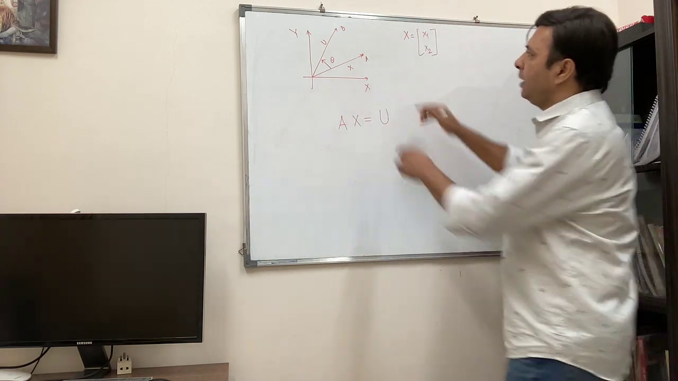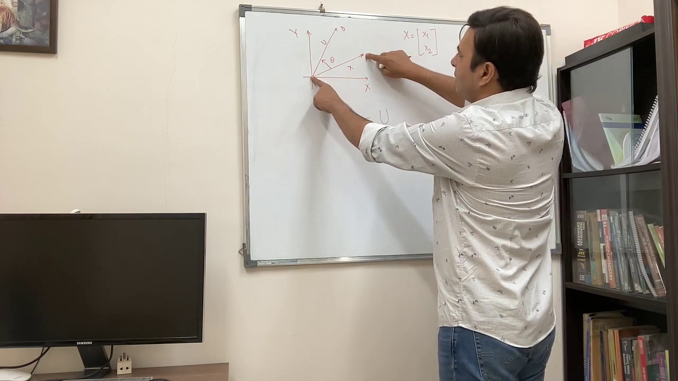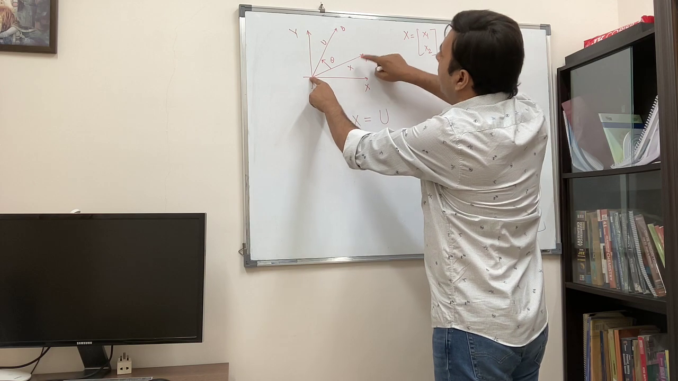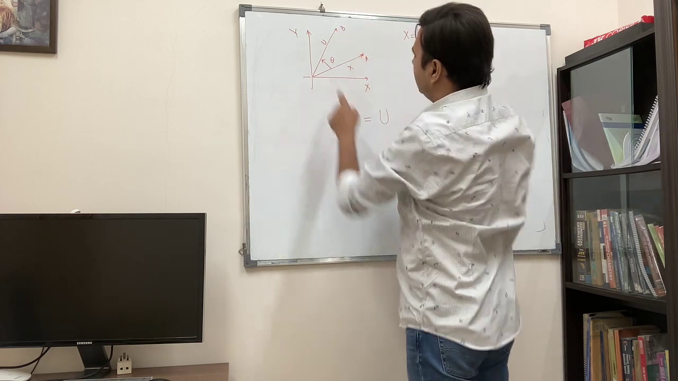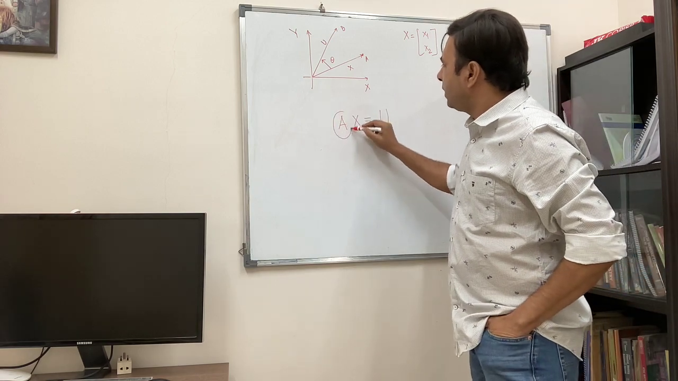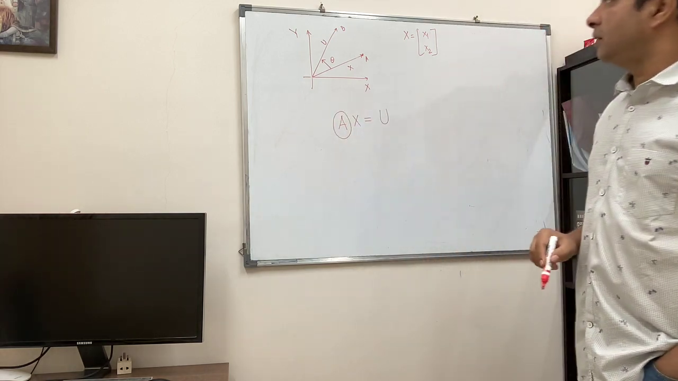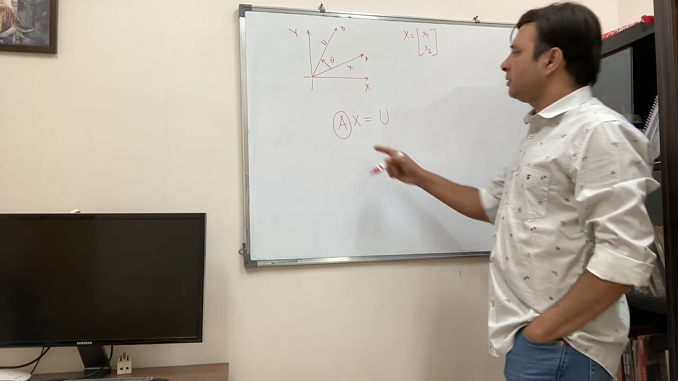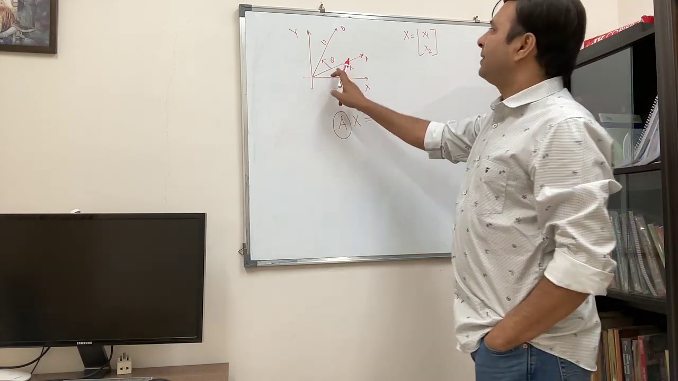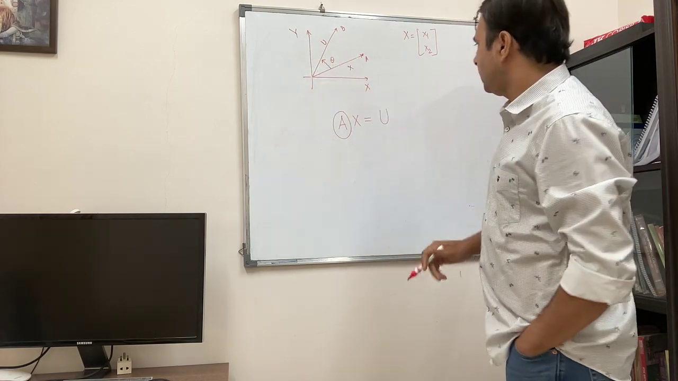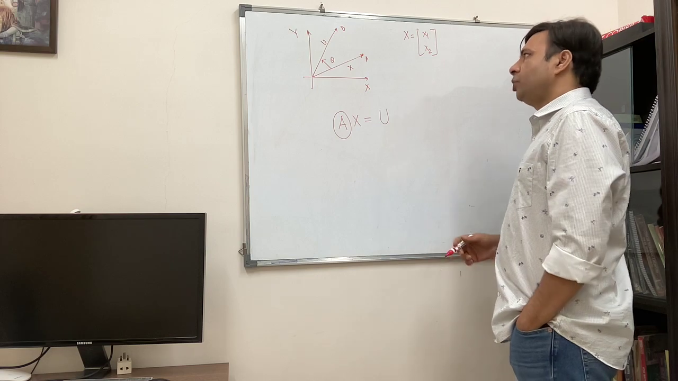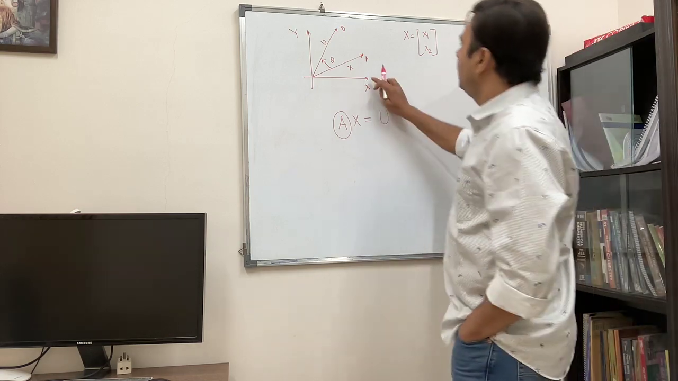So u has the same length as x. I am not changing the length. I am not stretching this vector x. I am just rotating it by an angle theta, right? So what would be that matrix A? And can we figure out what that matrix A would be? It's an anti-clockwise rotation of theta, and you can derive it easily using some geometry, to see what it should be.